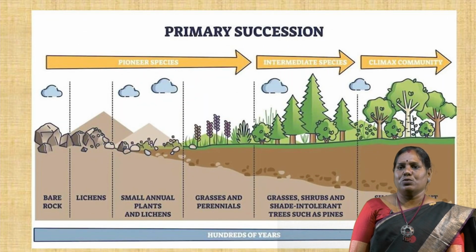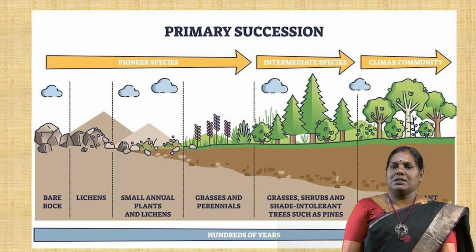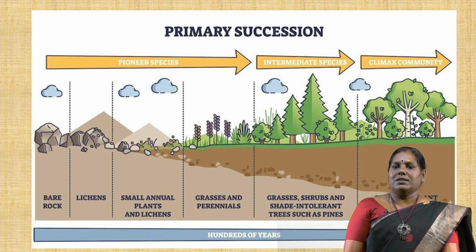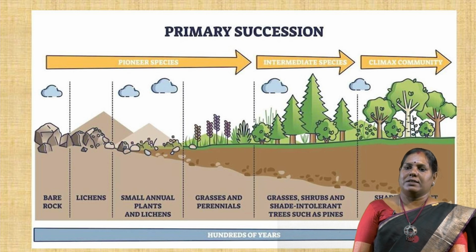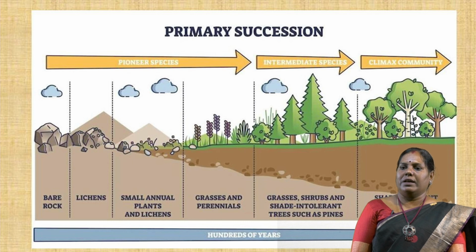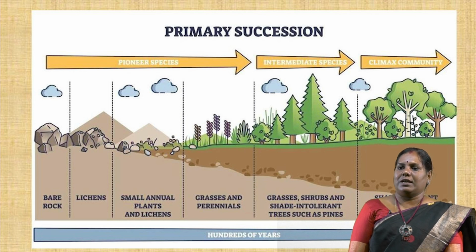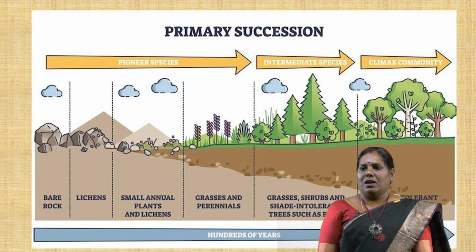So the figure shows the primary succession. First one is the pioneer species, then intermediate species, then the climax community. This is the primary, secondary and tertiary. First the soil formed from the rock, bare rock, then lichens formed, then small annual plants and lichens formed, then grasses and perennial plants formed, then grasses, shrubs, shade intolerant trees such as pines formed. Then finally the climax stage, everything is formed.